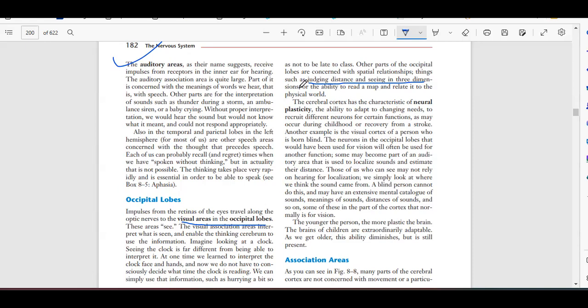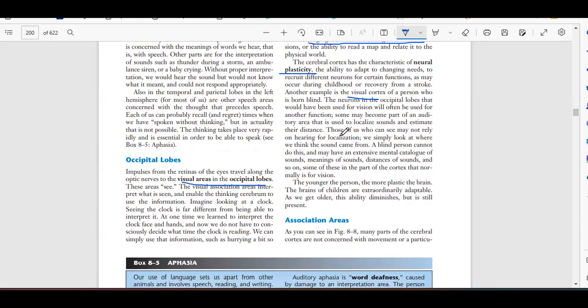So this also happens in the occipital lobes with the help of the cerebrum. The cerebral cortex has the characteristic of neural plasticity, the ability to adapt to changing needs and recruit different neurons for certain functions, as may occur during childhood or recovery from a stroke. Another example is the visual cortex of a person who is born blind. The neurons in the occipital lobe that would have been used for vision will often be used for another function. Some may become part of an auditory area that is used to localize sounds and estimate distance.